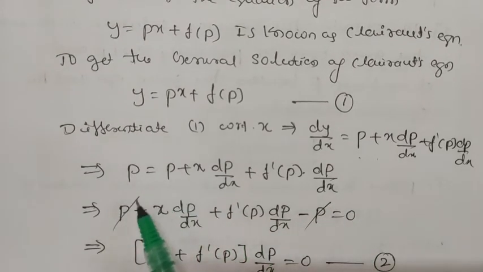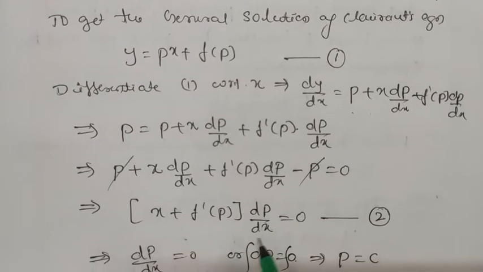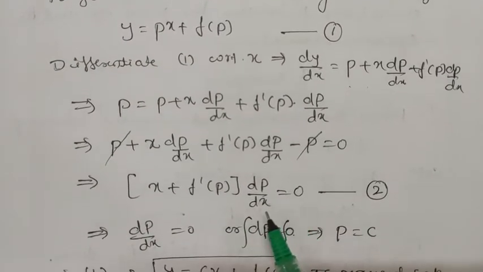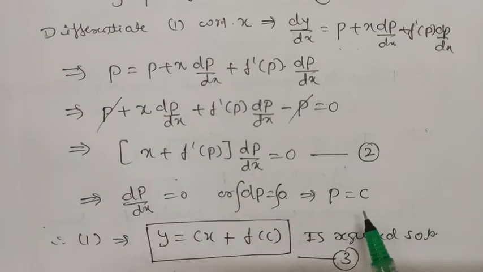Here on both sides we have p, so we can cancel this p. Now we have dp by dx common. So x plus f dash of p into dp by dx equals 0 remains. This implies dp by dx equals 0, because we don't have any dp by dx in this term. So we can consider only dp by dx equals 0. This implies p equals c.